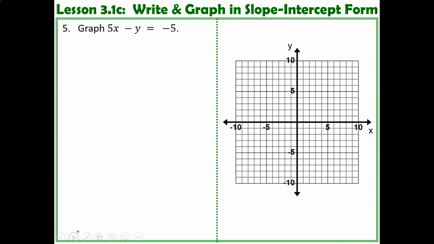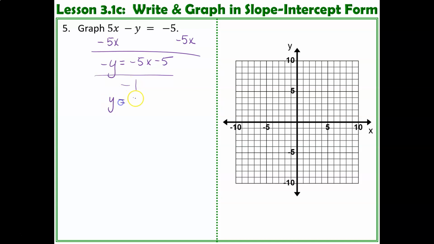All right, moving on along. Number 5. Graph 5x minus y equals -5. Well, I'm going to move that x over like we have been doing. So I have -y equals -5x minus 5. I can't leave that negative sign because that means there's a -1 there. So I'm going to divide everything by -1, which just changes all the signs. So now I have y equals 5x plus 5. I'm going to start at 5. My slope is 5 over 1. So up 5 over 1. Super steep line.